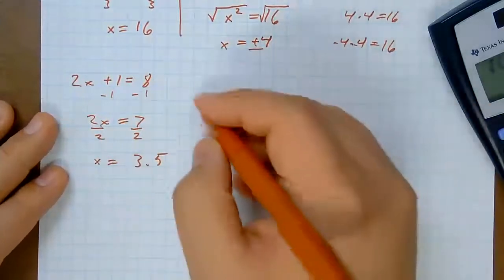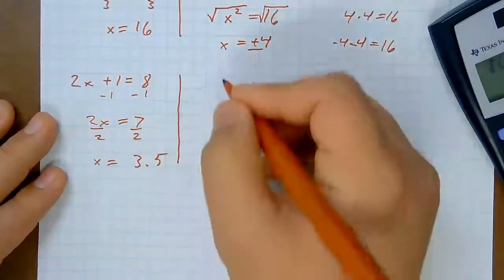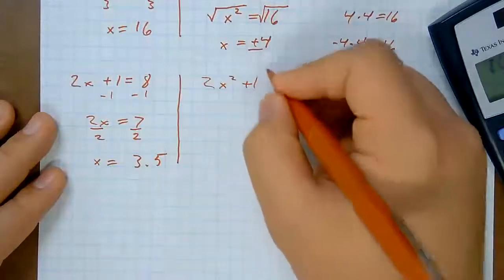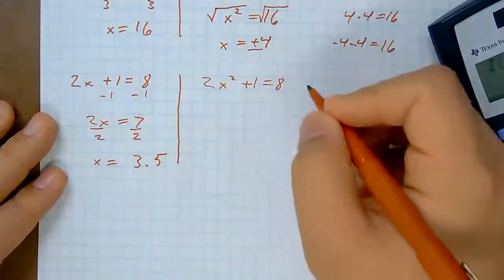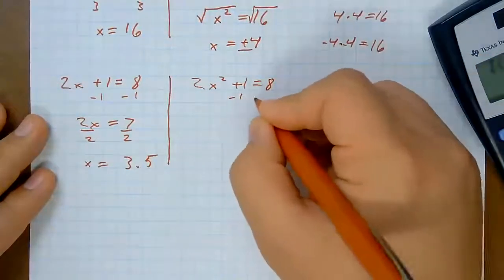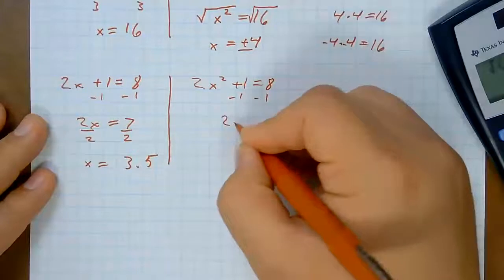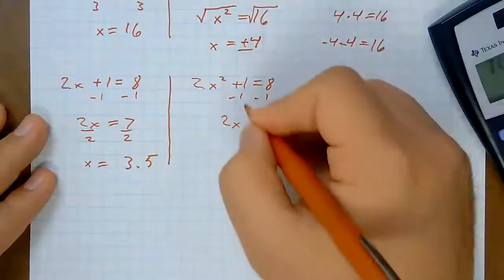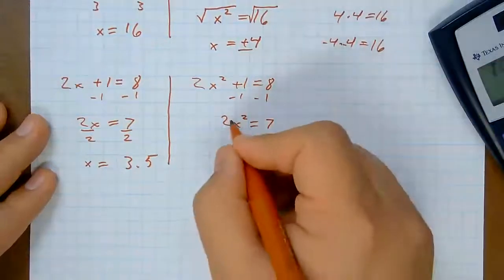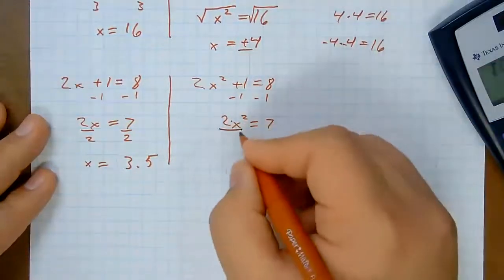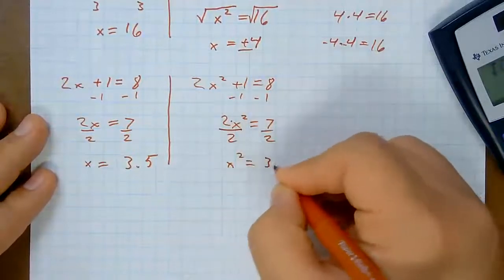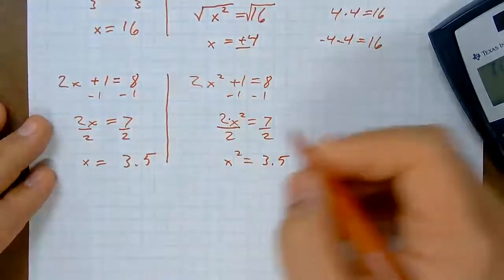If we compare that to its matching cousin of 2x squared plus 1 equals 8, here's what we get. We still subtract 1 first. We have 2x squared equals 7. Again, we take care of that multiplication next. We divide by 2. We have x squared equals 3.5.